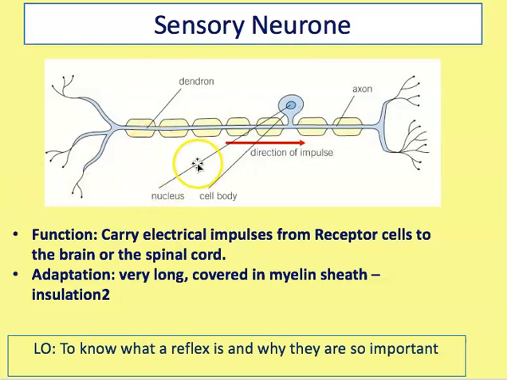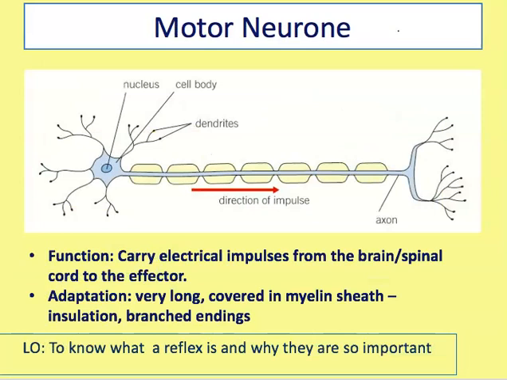Okay, now the next one is a motor neuron, which carries impulses from the brain or the spinal cord to the effector. Now remember, the effector is either the muscles or the glands, and again they've got a nucleus but it's just in a different part of the neuron. And again, they're very long, covered in a myelin sheath for insulation, and they have branched endings, which means the messages can be sent to different cells.